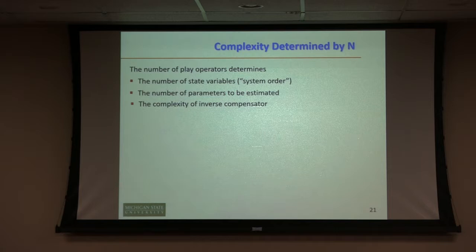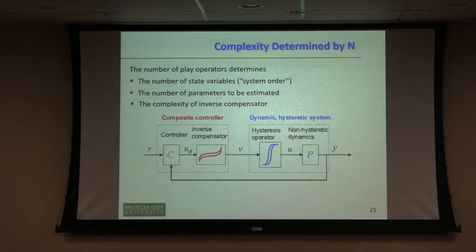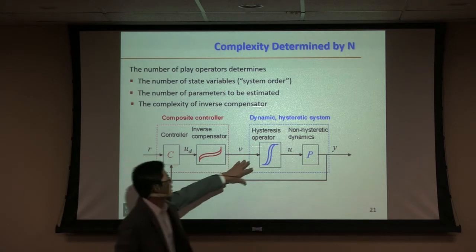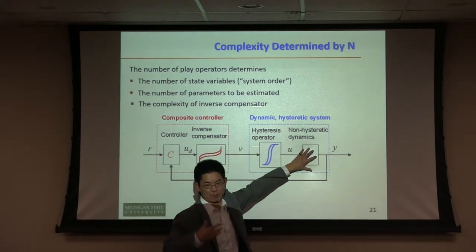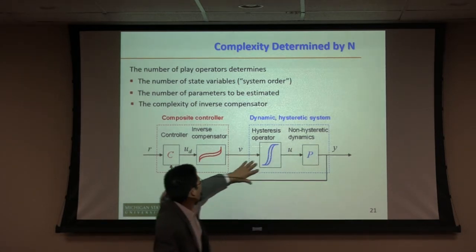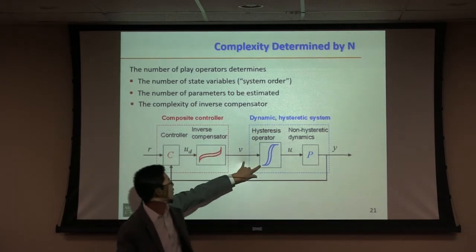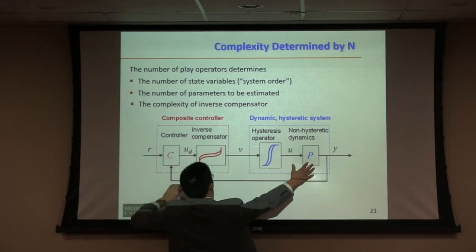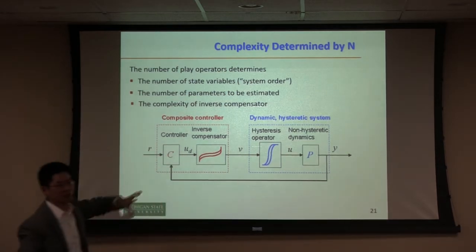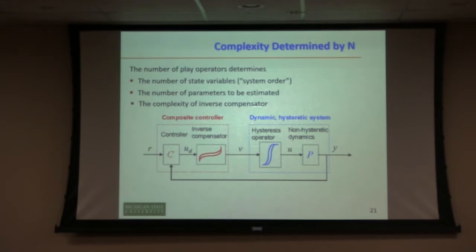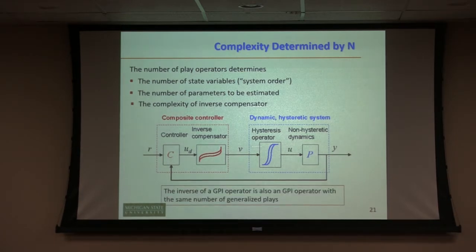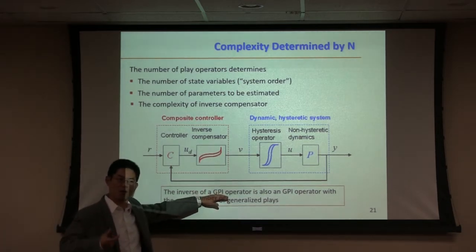A popular approach to controlling hysteresis systems is so-called inverse compensation. Assuming this is your hysteresis module, typically it's coupled with some other dynamics, and your controller oftentimes will look like this. You have an inverse compensator, which will cancel out this, and then you are just dealing with this portion, the regular dynamics, with some controller. So that's a rough paradigm. Constructing the inverse is also often very complicated. Fortunately, even for the GPI operator, it has an analytical inverse, which means you don't have to do recursive calculation, but still, it is also another GPI operator with the same number of play operators.